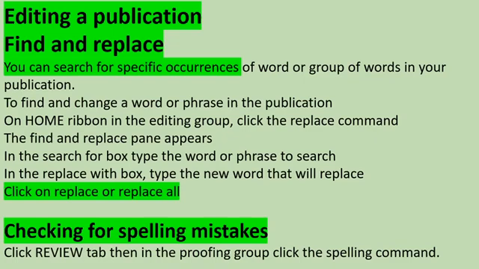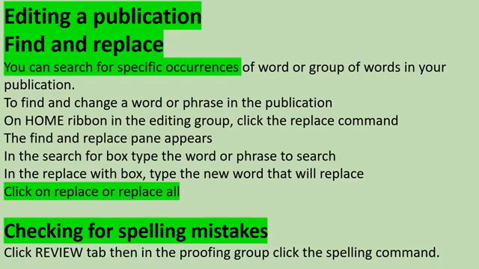To find and change a word or phrase in the publication, on the Home ribbon in the editing group, click the replace command. The find and replace pane appears. In the search for box, type the word or phrase to search. In the replace with box, type the new word that you will replace it with. Click on replace or replace all. When you click replace, it only replaces one occurrence, whereas replace all replaces all occurrences.